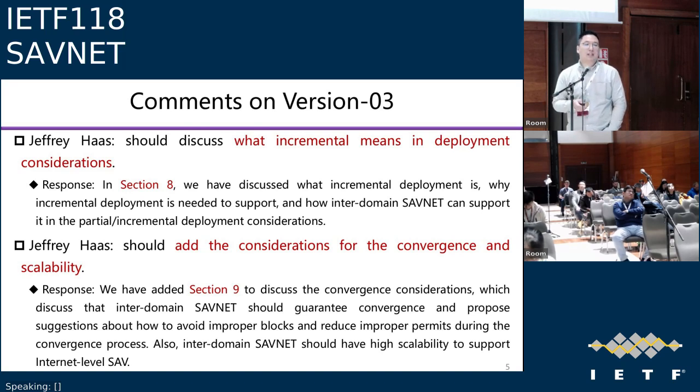Jeff also suggested that the draft should add considerations for convergence and scalability. Our response: we have added section 9 to discuss convergence considerations, which discuss that inter-domain SAV should guarantee convergence and propose suggestions about how to avoid improper block and reduce improper permit during the convergence process. Also, inter-domain SAV should have high scalability to support Internet-level SAV.